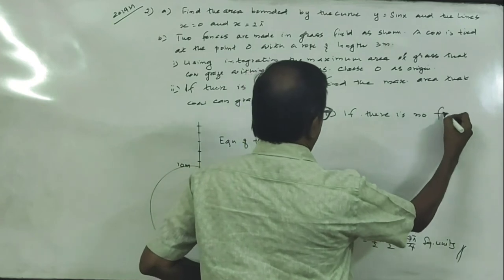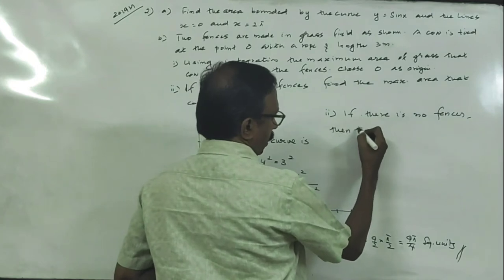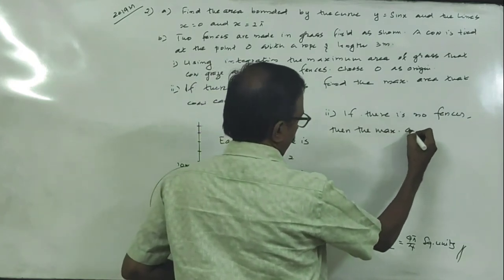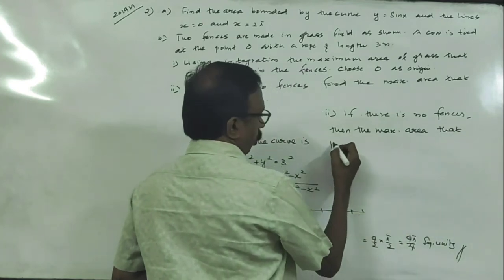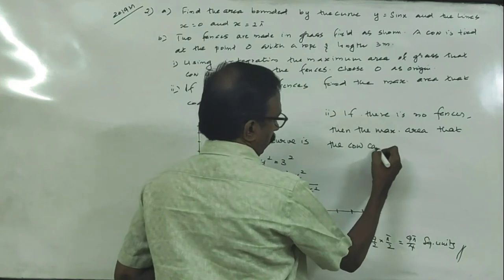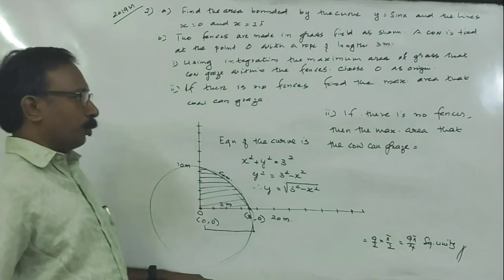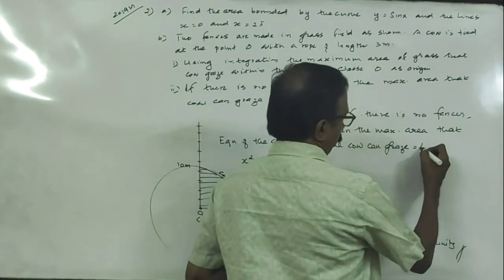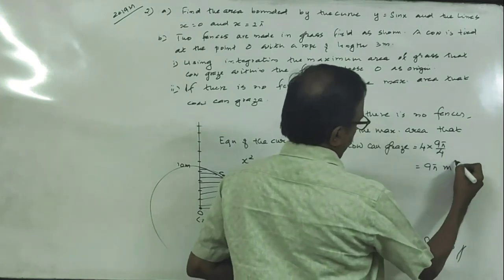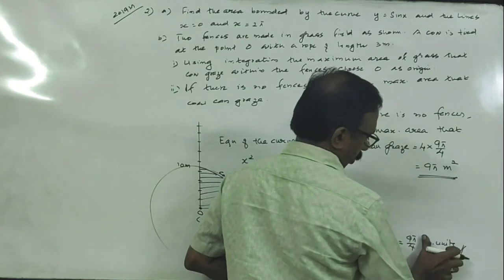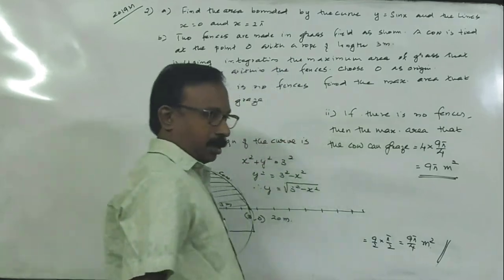So the second question: if there is no fence, then the maximum area that the cow can graze is equal to multiplying this area by 4, that is 4 into 9 pi by 4, that is 9 pi meter square, isn't it?